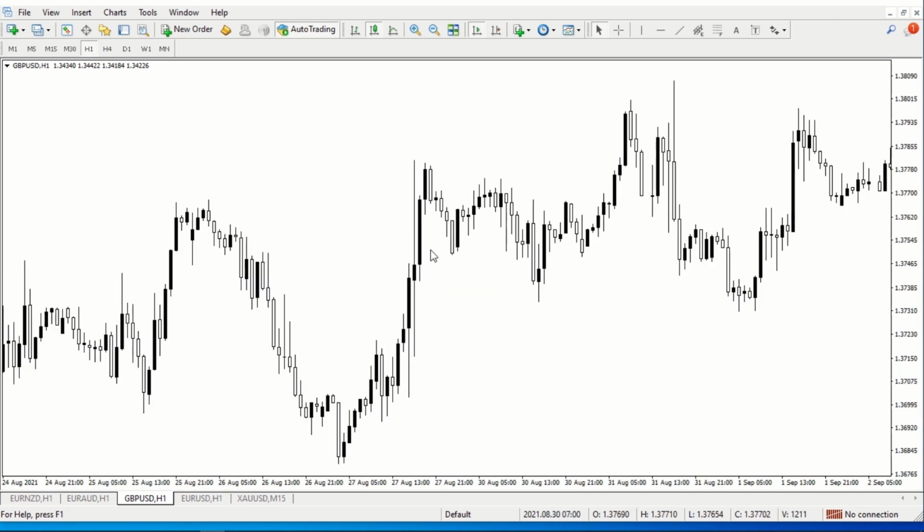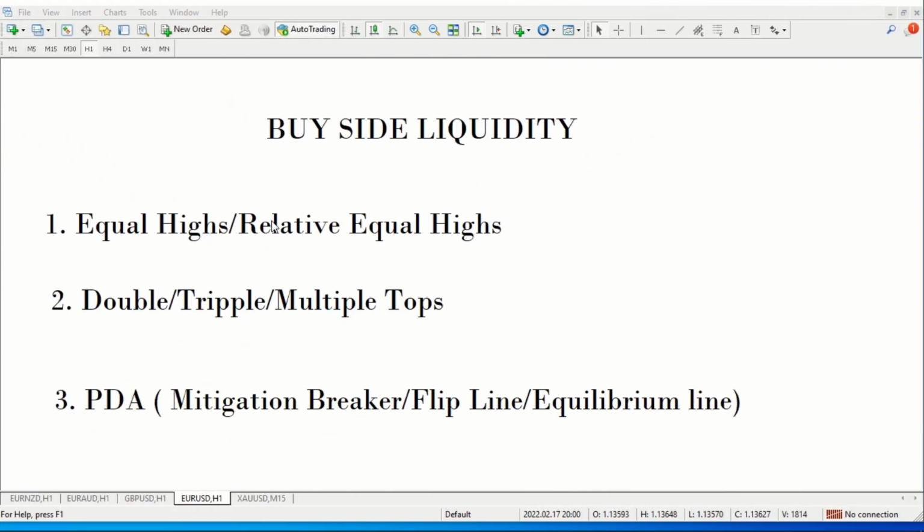Yes, so let's get to another example of buy side liquidity. We also have the third example of buy side liquidity, which is PDA, which means premium discount arrays, which consists of mitigation breaker, flip line, and also known as equilibrium line. They all mean the same thing. Flip line is a line where support flips to resistance and resistance flips to support. So it's the same as equilibrium line. So these three terms mean the same thing.